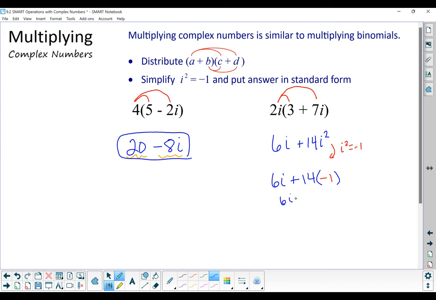And then finally, that is not quite our finished answer because it is not in standard form. For standard form, we want that real part to come first and the imaginary part to come second. So our final answer would be -14 plus 6i.